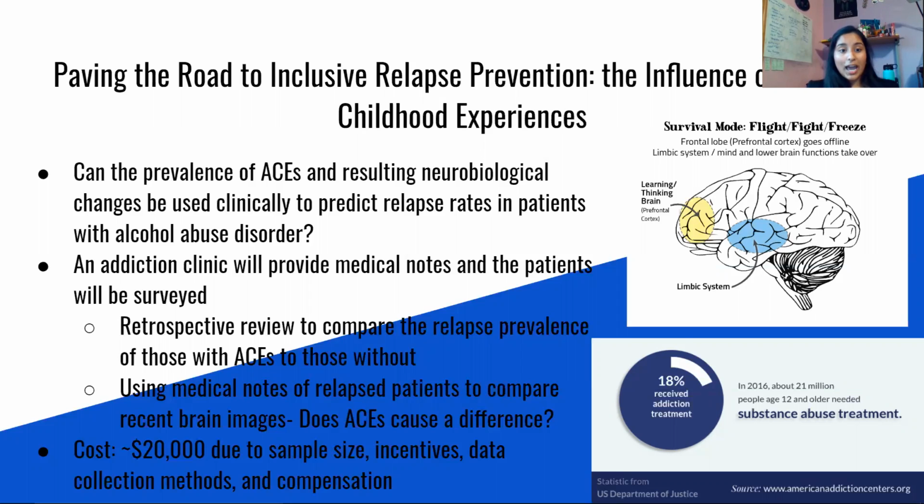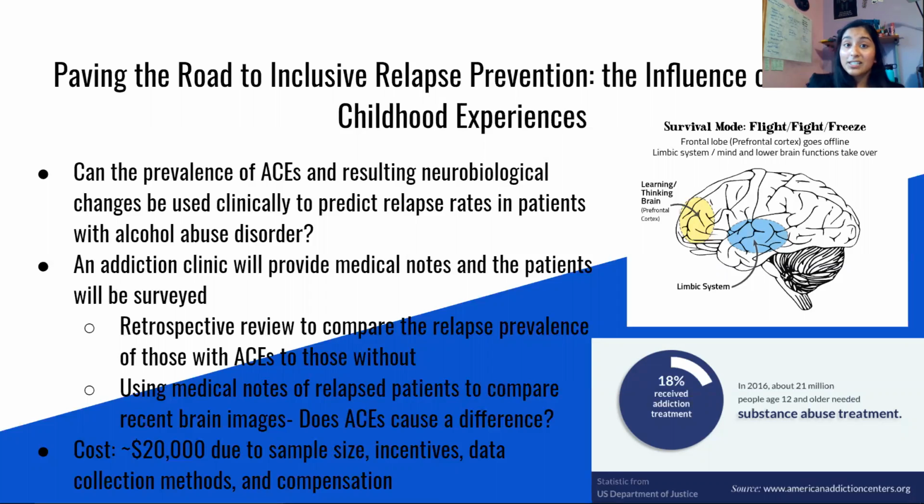We would also want to look at the brain images and hire a radiologist to do so. We would want to compare the two brain images of those who've relapsed. So the variable here is whether or not they have adverse childhood experiences. If there is a difference between the two brain images, then we could be onto something here, and we could potentially have a better understanding of why relapse occurs with these individuals.